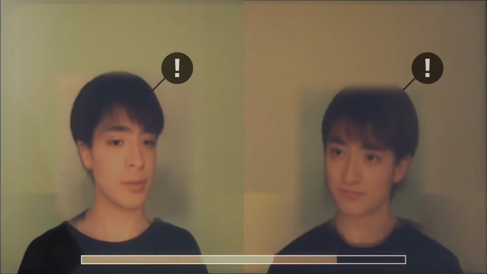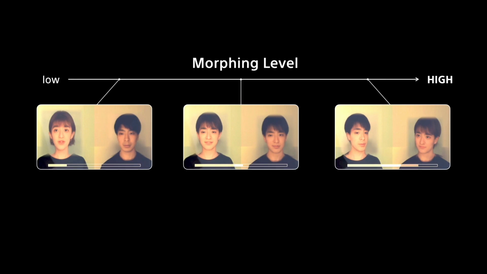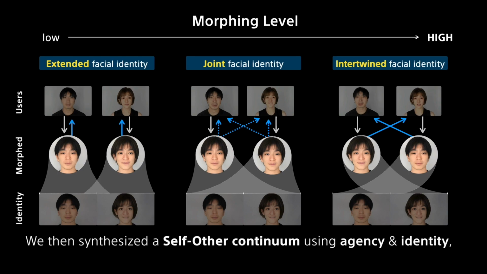First, let's look back at the entire morphing experience again. As you just saw, we found there are 3 stages of identity in the interpersonal facial morphing experience. And now, combined with quantitative and qualitative findings, we synthesize a self-other continuum, which can be represented by the sense of agency and self-identity. For instance, there's an extended facial identity stage in the beginning, where one's self-identity is implicitly extended to that of a partner while feeling their own facial identity. And joint facial identity, where users feel their facial identities are mixed and feel a sense of agency over the intermediate facial identity.